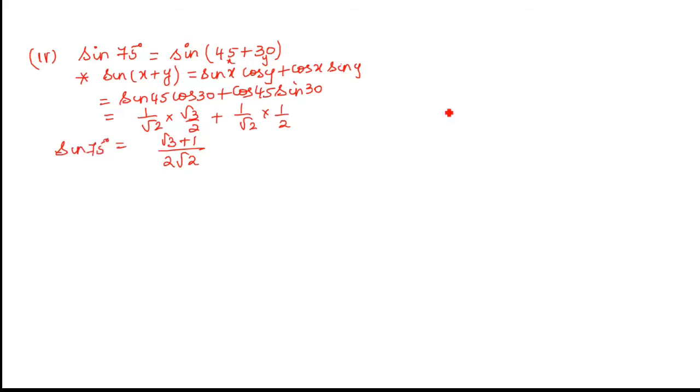Okay, please notice what was sin 15. Sin 15 is root 3 minus 1 by 2 root 2. So now what you got? Sin 75 is root 3 plus 1 by 2 root 2. Also we can remember 75 as 90 minus 15. So that time I am getting cos 15, and cos 15 is nothing but root 3 plus 1 by 2 root 2. That is how you should remember the two.